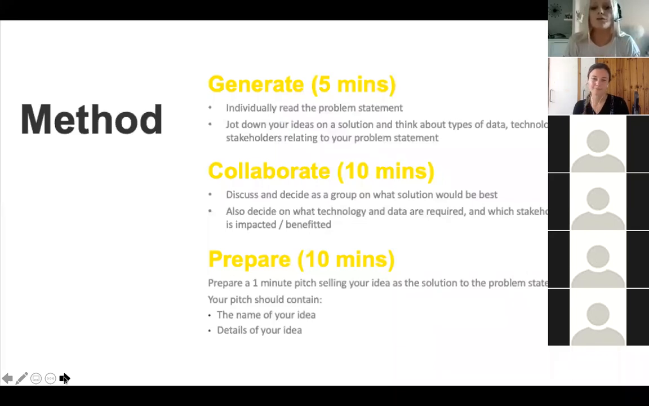And then after those 5 minutes, we'll collaborate, we'll come together and discuss, and we'll go around the group and talk about what ideas we have. And then as a group, we'll try and come to an idea that we think is the best. Then we'll put it in more of a presentation style, and we'll pitch it back to the others. How does that sound? Good.